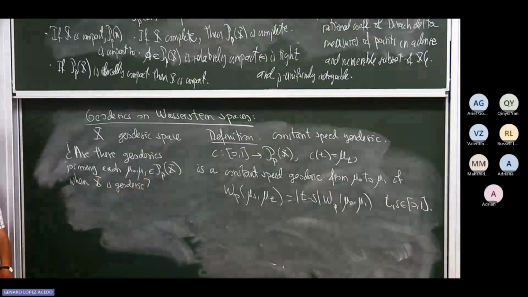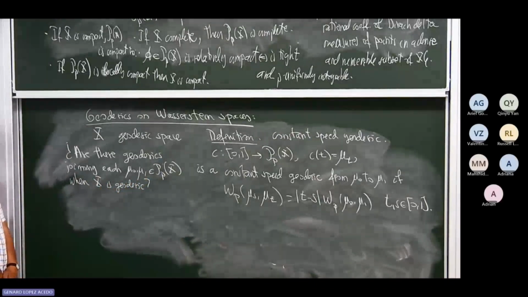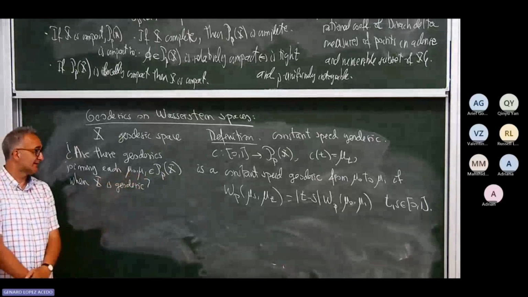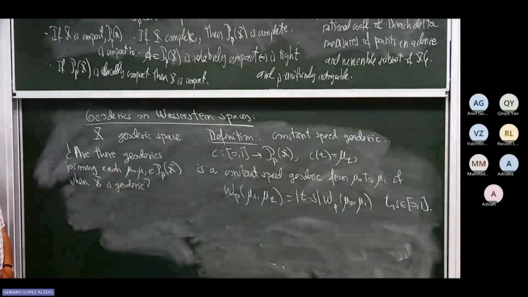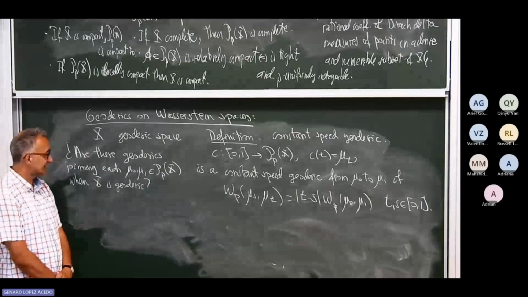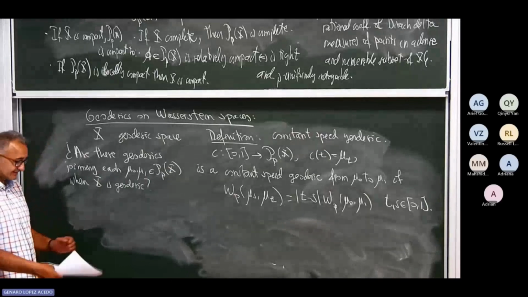Right? So geodesic space. Geodesic space would be basically this. If we have 2 points in the space, we can find a segment joining them, right? And the answer is going to be positive, and we're going to show now how those geodesics are built.